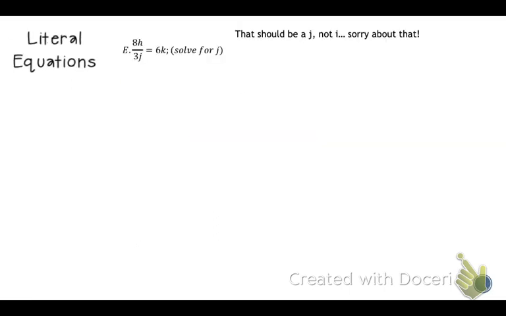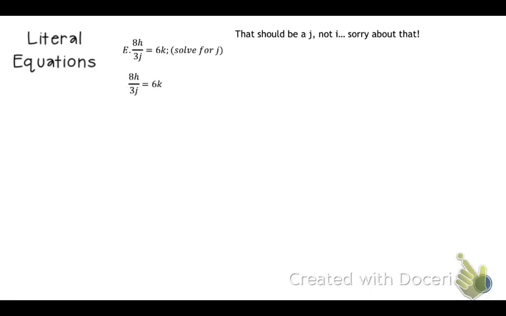So this one, that should have been, on your notes, it should have been a J, not an I. That's my bad. So we're solving this for J. So these are literal equations. These are equations where you're not going to get a numeric answer. We're just going to get letters in our answer. So we're going to get variables in our answer. So we're solving this for J.